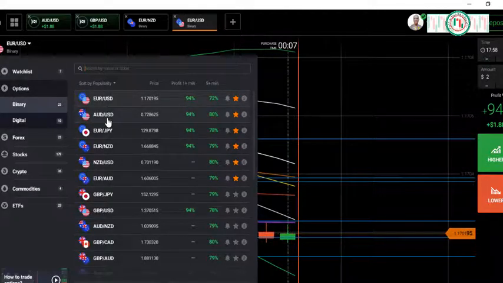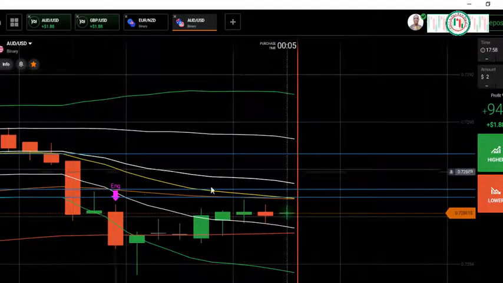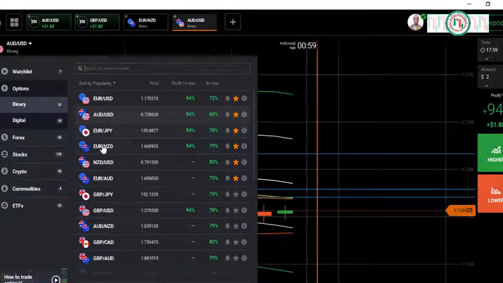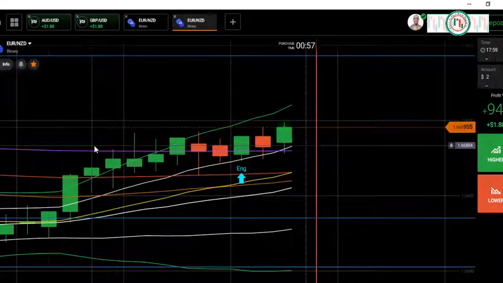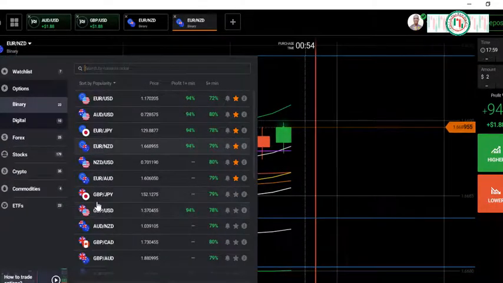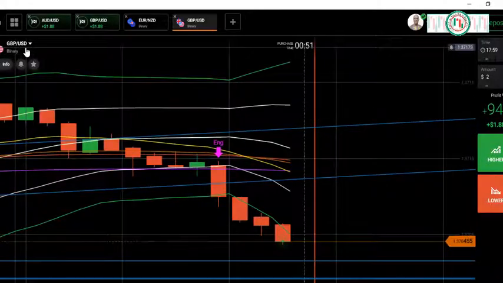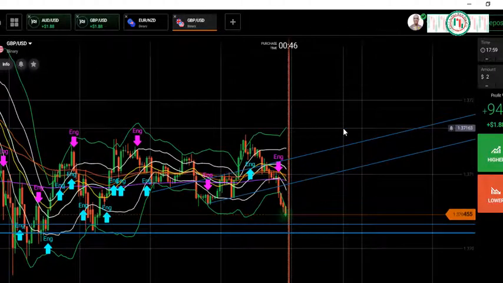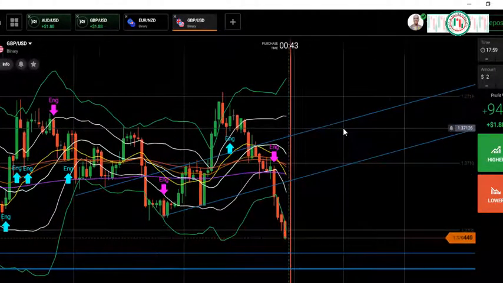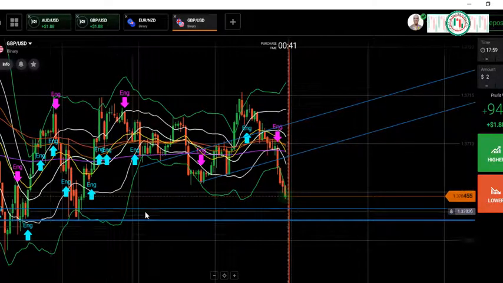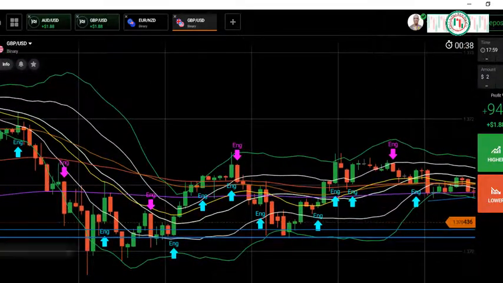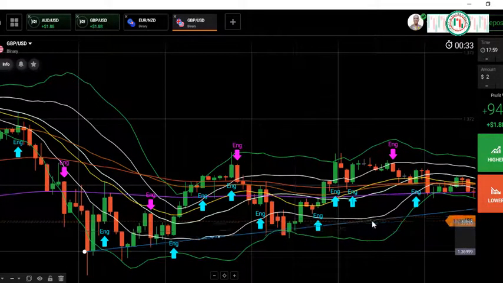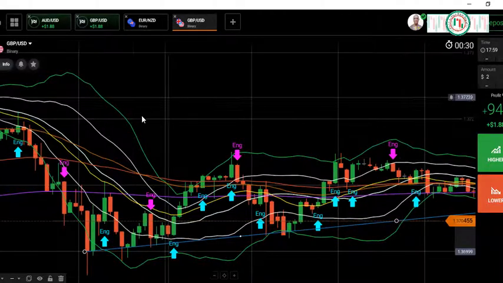Let's change again. Still not so nice. You see, all are consolidating. All the pairs are consolidating. Okay, this one maybe. This one, let's see. Let's check the channel and see. This is the trend channel.